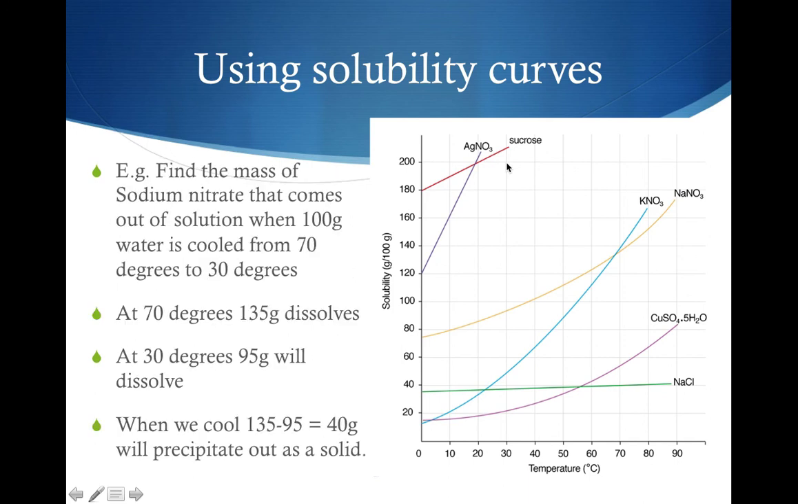Very, very soluble. If you wanted to find the mass of sodium nitrate that comes out of solution when we take 100 grams of water and we cool it from 70 to 30, okay, first we find the sodium nitrate, which is this yellow line here. At 70 degrees, we can see that about 135 grams of sodium nitrate dissolves. At 30 degrees, that's down to 95. So the amount that's going to come out is the difference between the two. 135 minus 95 gives you 40 grams, which will precipitate out as a solid.